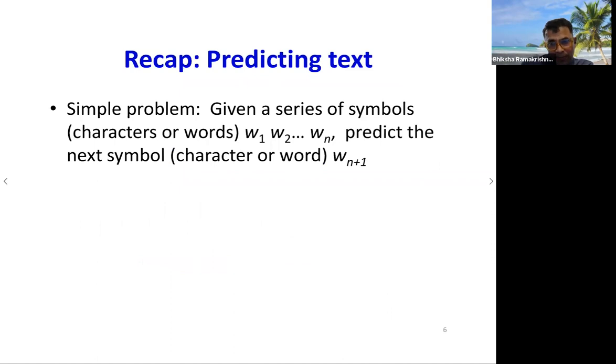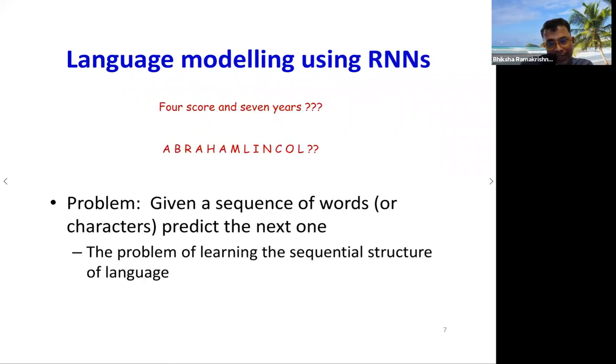As a preliminary, we will first recap a related problem, predicting text. Here we are given a sequence of symbols, characters or words, and must predict the next symbol in the sequence. So given W1 through Wn, we must predict Wn plus one. Now, recall that this is basically the problem of language modeling, learning the sequential structure of language. So that given a sequence of words or characters, we can predict the next word or character.